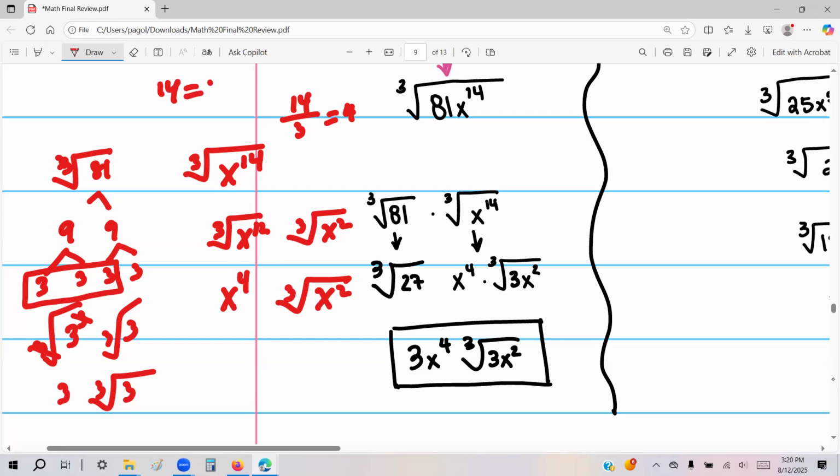So 14 is 12 plus 2. 12 is the maximum number divisible by 3 inside 14, and that will give you 4 out. 12 divided by 3 is 4, and it's outside. You cannot divide 2 by 3, so it stays inside. We put them together: 3x to the 4 outside, and then 3 and x squared inside.